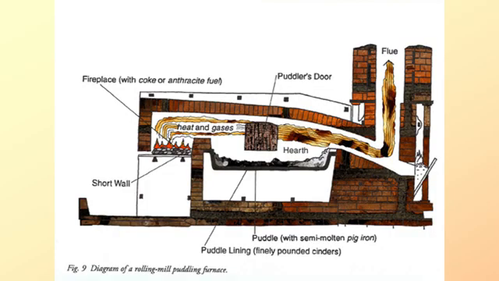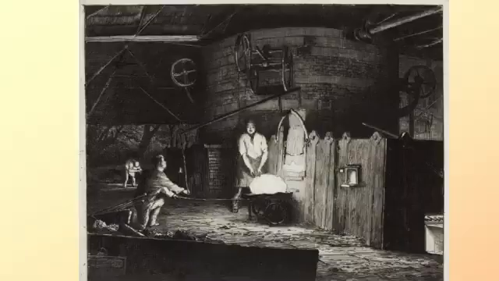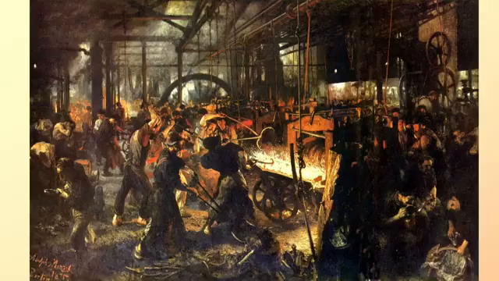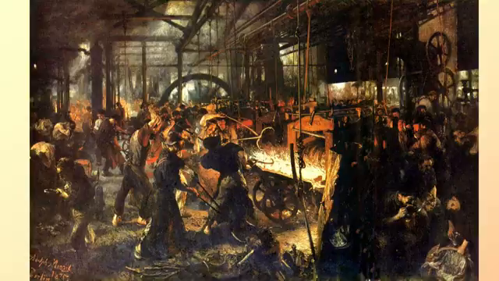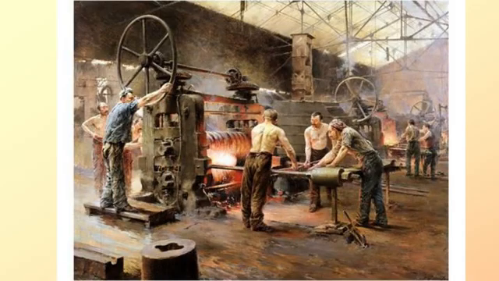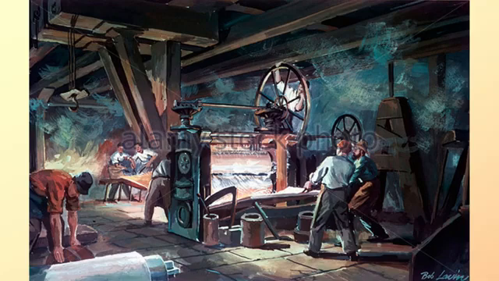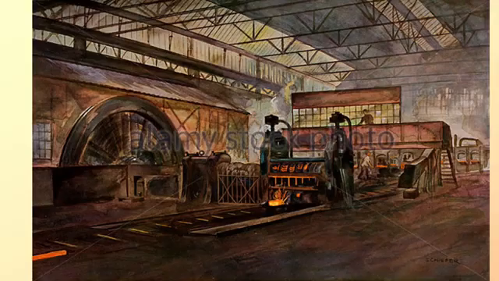Here's a picture of the insides of a puddling furnace. And here's the outside of a puddling furnace right here with the molten iron coming out of it. And here is a picture of a rolling mill, rolling molten iron into any shape you want. Another picture of a rolling mill. And still another picture of a really, really big rolling mill.